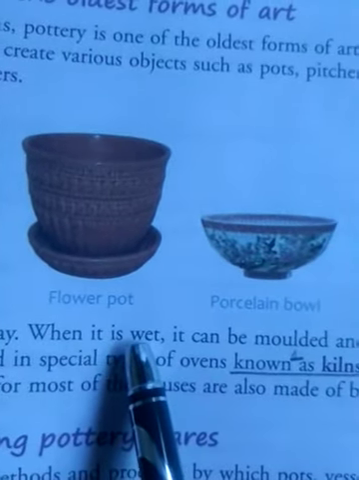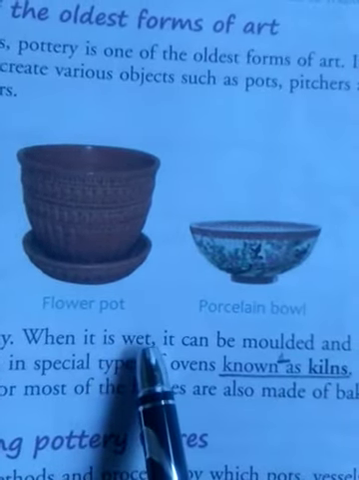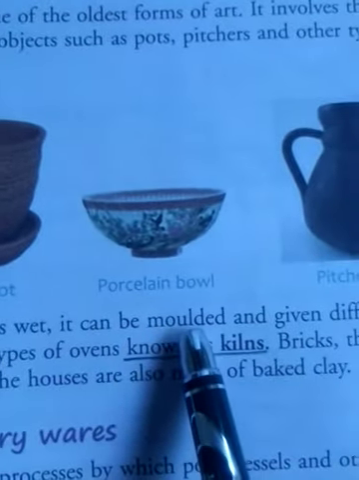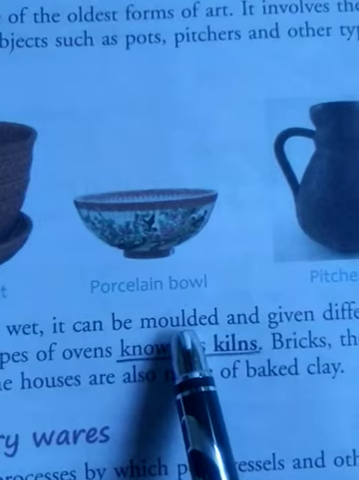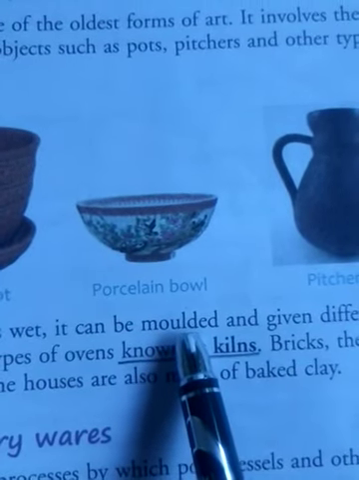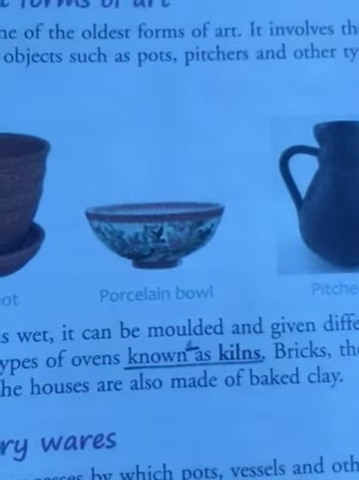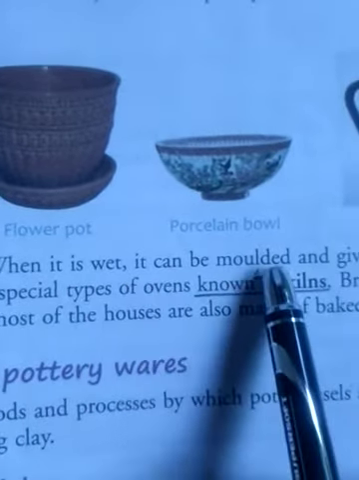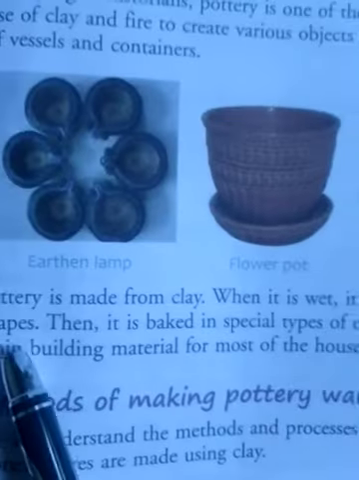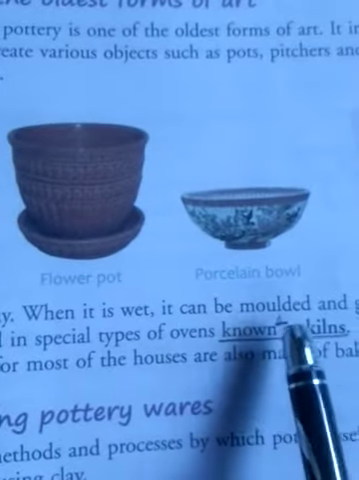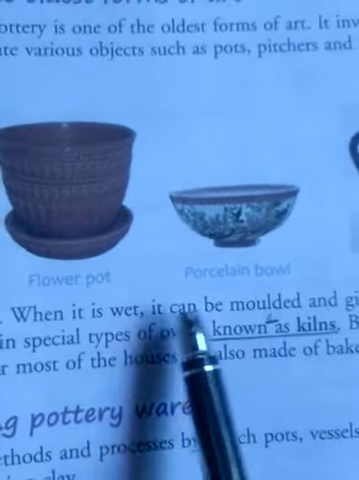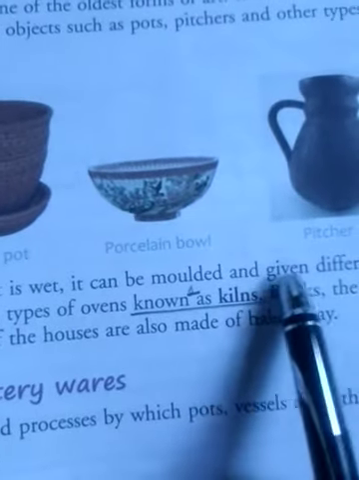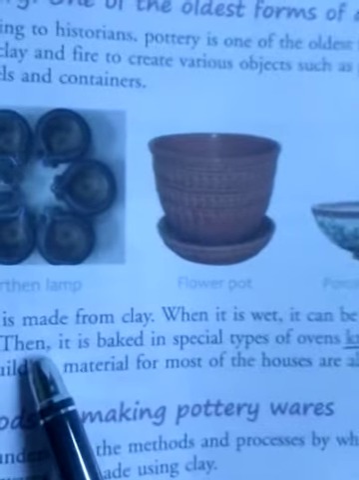When the clay is wet, mixed with water, it can be molded and given different shapes. When the clay is wet, this is called raw clay. At this time, different shapes can be given very easily.